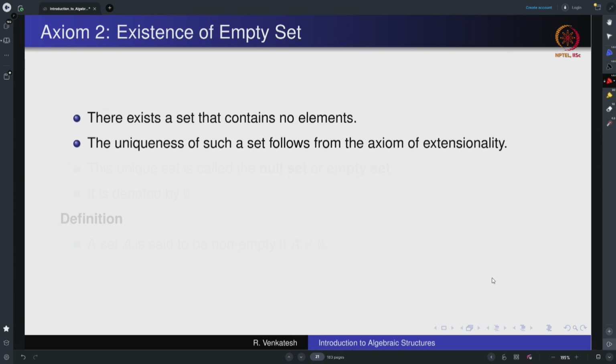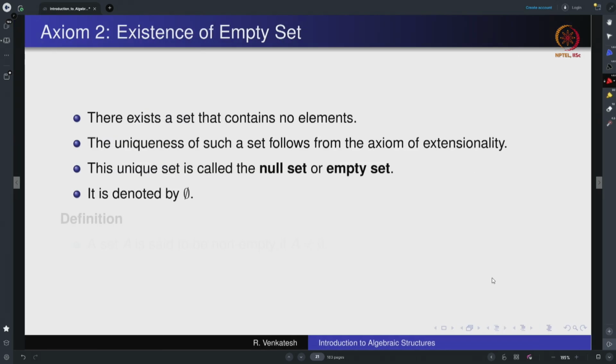You prove that two sets are equal if they have the same elements. Now, if you start with two sets that contain no elements, then using extensionality you can easily prove that they must be the same. So, this unique set is called the null set or the empty set, and it is usually denoted by this simple symbol. You draw an oval shape and then put a cross across it. This is what we write as the empty set.